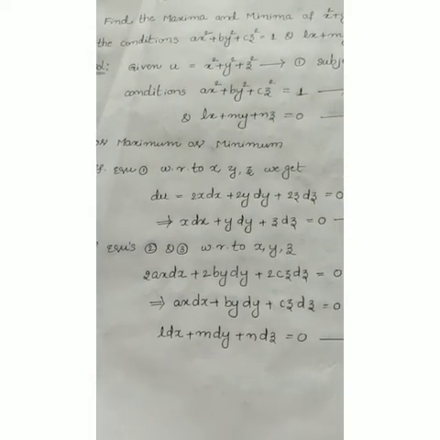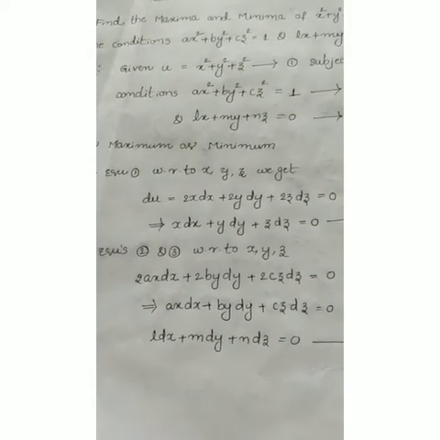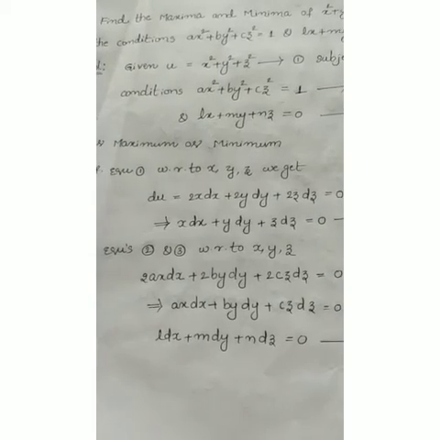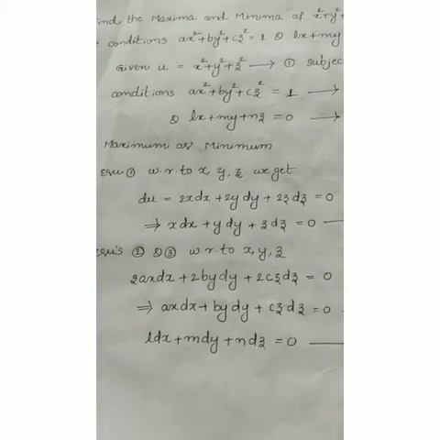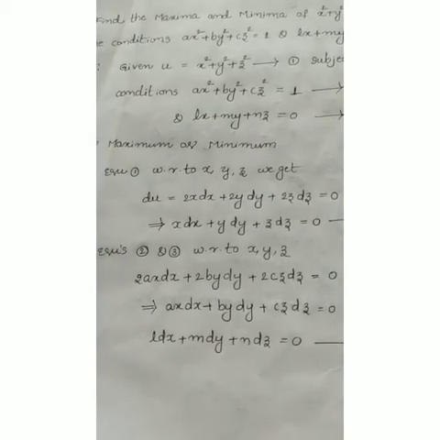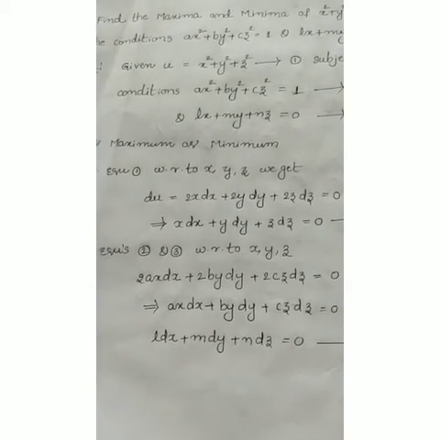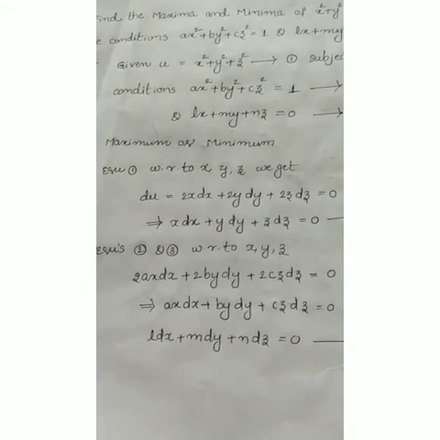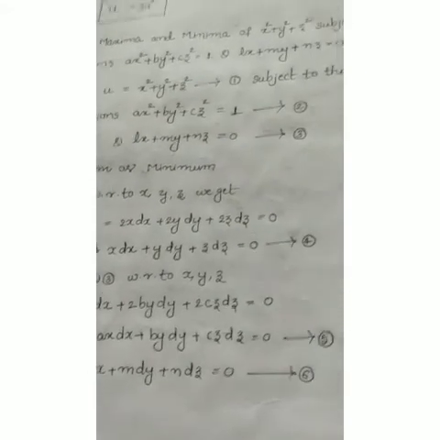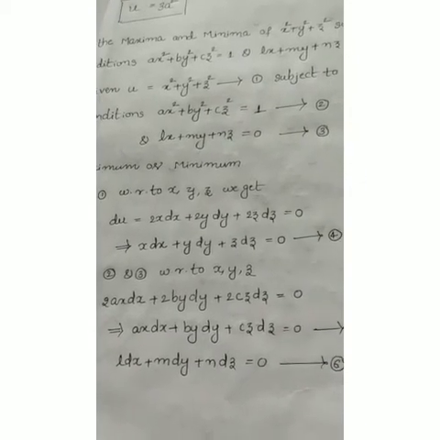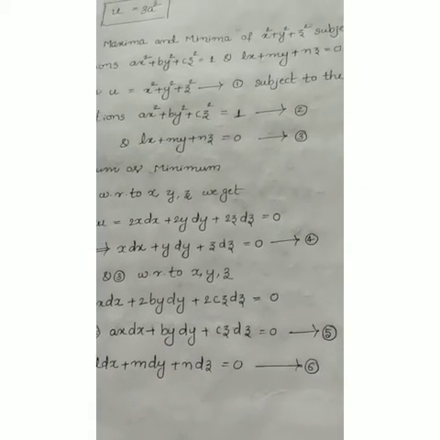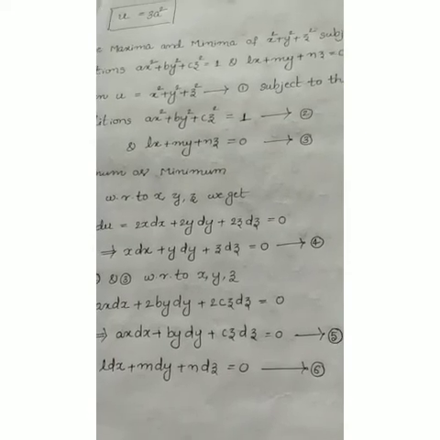Differentiating equations 2 and 3 with respect to x, y, z, that is 2ax dx + 2by dy + 2cz dz = 0. Taking 2 as common, the equation becomes ax dx + by dy + cz dz = 0. This is equation number 5. And next, l dx + m dy + n dz = 0. This is equation number 6.